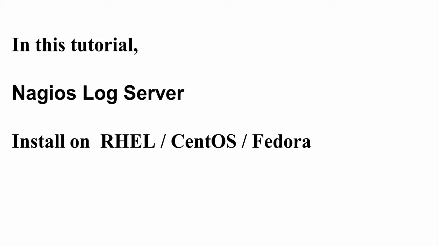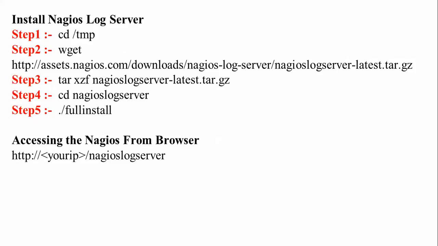So I'm using CentOS 7. In that, I'm going to show you how to install Nagios Log Server. The steps are very simple. We have 5 steps for this installation, and the first one is to go inside the /tmp directory.